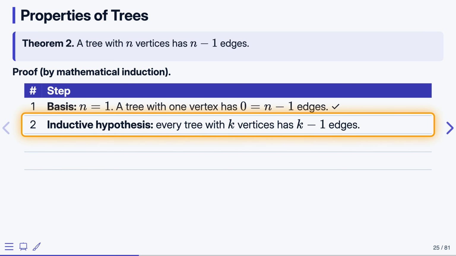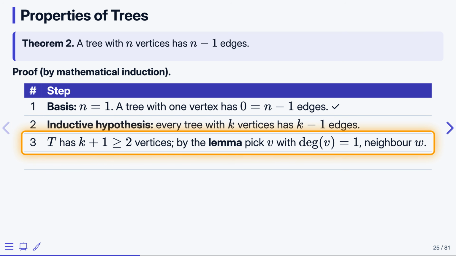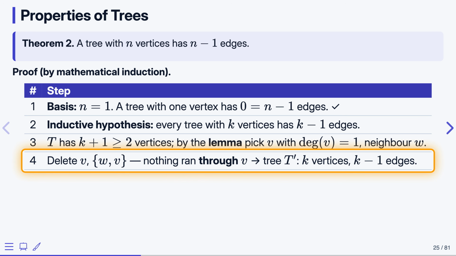Step 2. Assume every tree with k dots has k-1 edges. That is our hypothesis. Step 3. Now take a tree T with k plus 1 dots, so at least 2. By the lemma we just proved, it has a dot V of degree 1. Call its single neighbor W. Step 4. Delete V and that single edge. Nothing ever traveled through V because V had only 1 edge, so every other pair of dots is still joined.